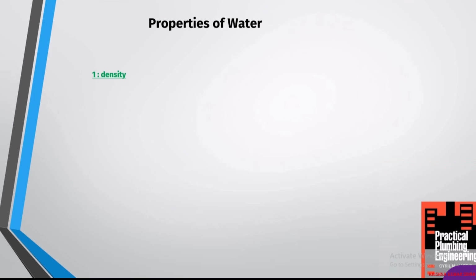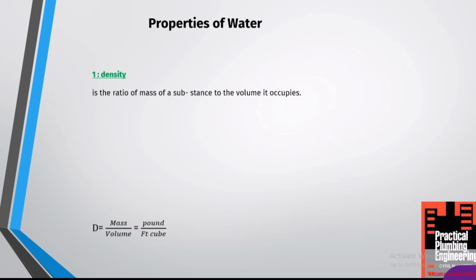So let's start with the first property of water, which is density. Density is a very simple thing to understand. It is the ratio of mass of a substance, in our case, mass of liquid or water, to the volume it occupies, right? The formula of density is D equals mass per volume. Mass is measured in pounds and volume in feet cube.